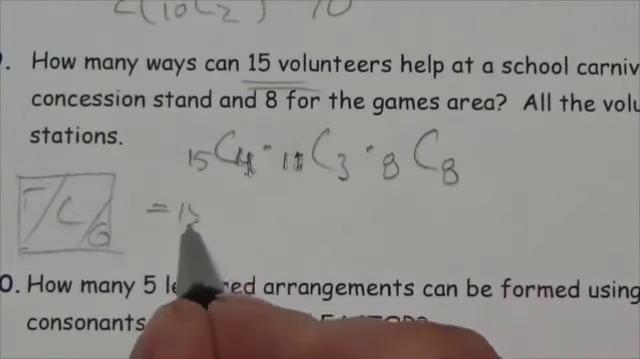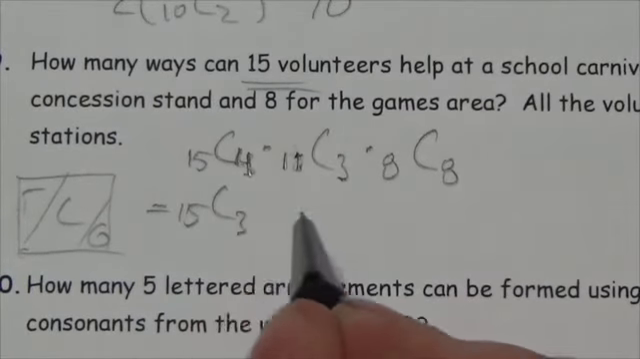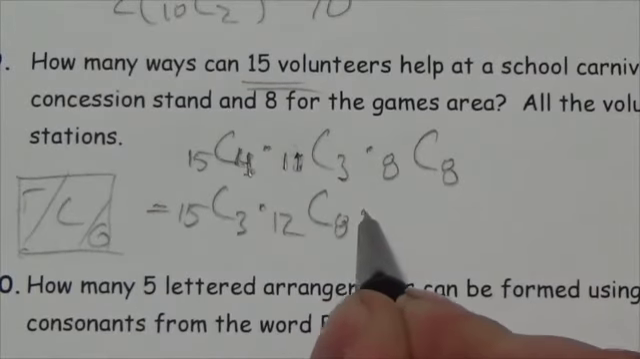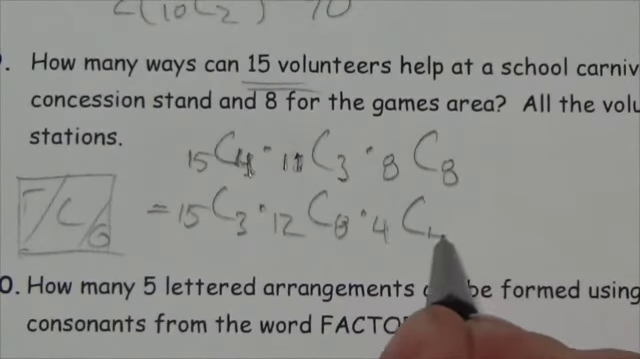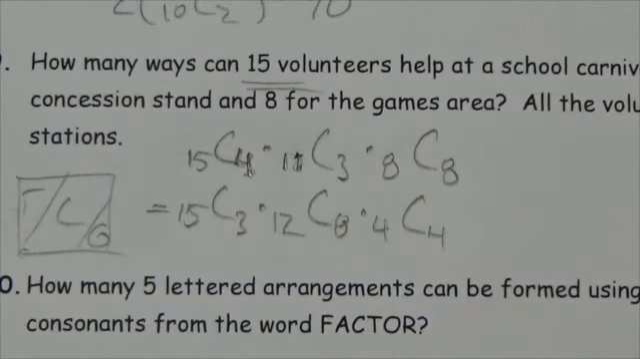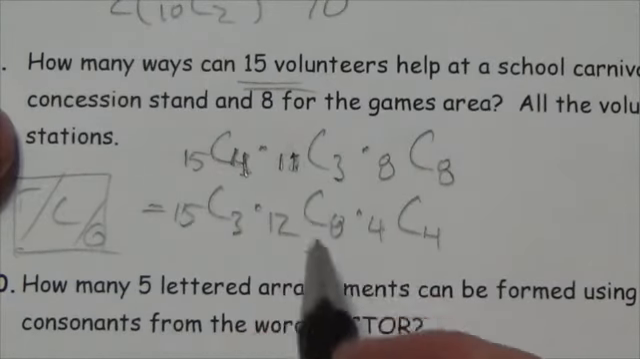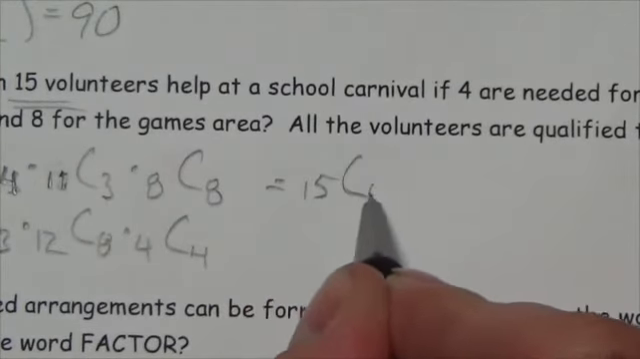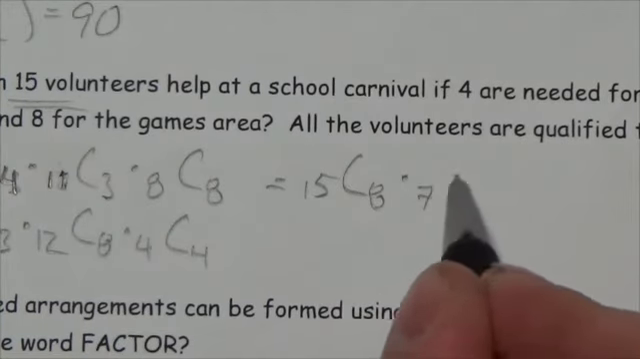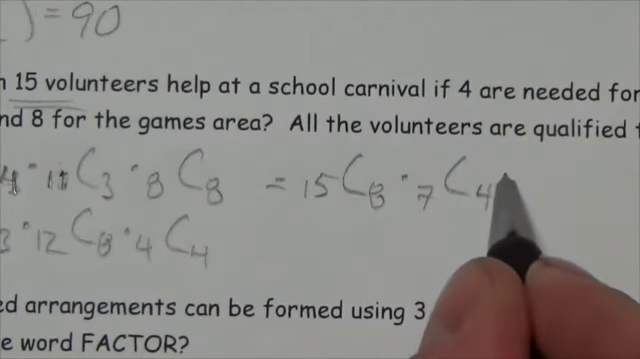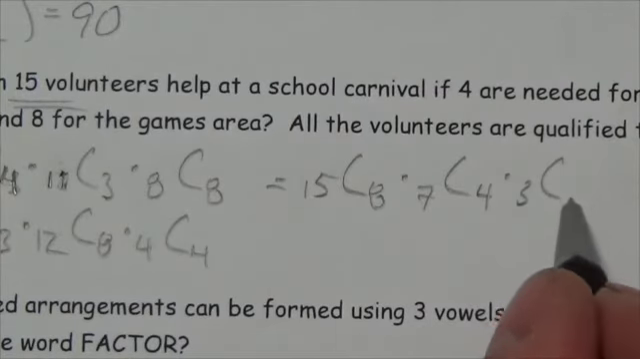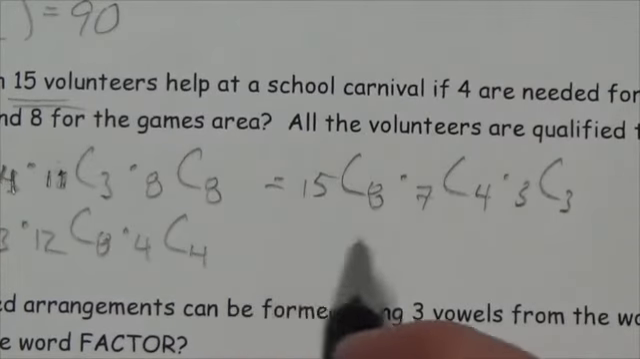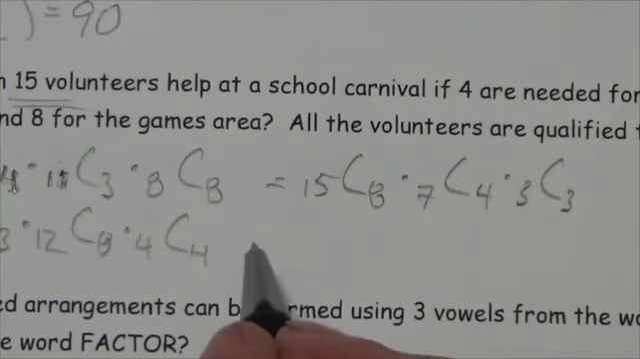But you could do this another way. You could also do this as 15 choose 3 to go to the concession, and then once you've chosen that, you could do 12 choose, let's say, 8 to go to the games, and then you're left with 4, choose 4 to go to the ticket booth. That will also work. Those will be identical answers. Or you could do, for example, 15 choose 8. And once you've chosen that, from the 7 remaining, you choose 4 to go to the ticket booth, and then you've got 3 left over, and you choose the 3 of them to go to the concession stand. It doesn't matter how you go about doing this. Because everybody gets chosen, it'll always be the same result.